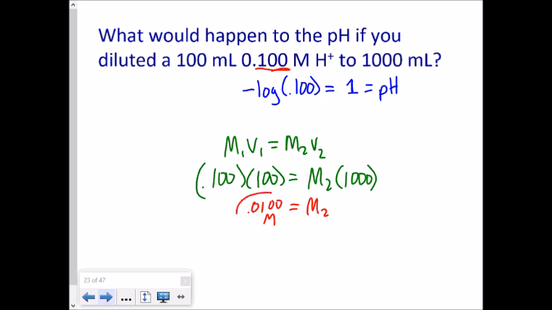However, put that in your calculator for the negative log. And what's your pH now? The pH now ends up being 2, right? So we diluted it 10 times. That changed our pH value by a numerical value of 1. So that's how that logarithmic scale works.